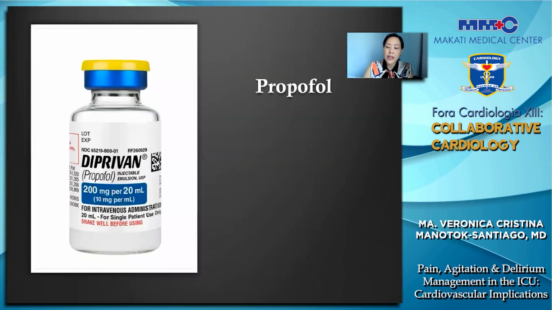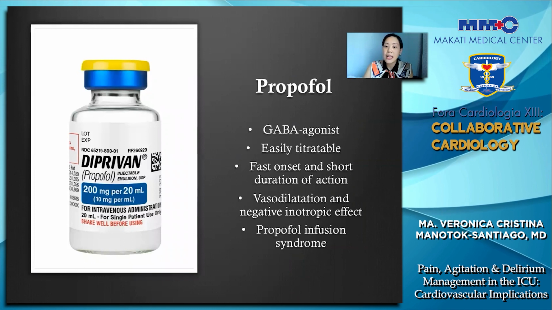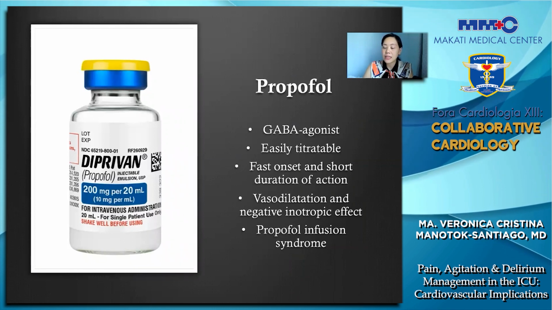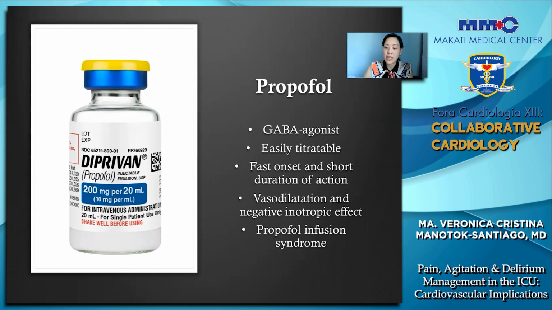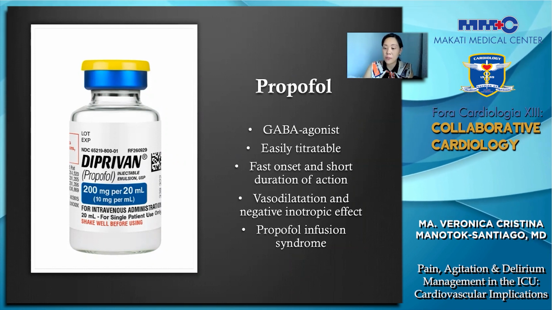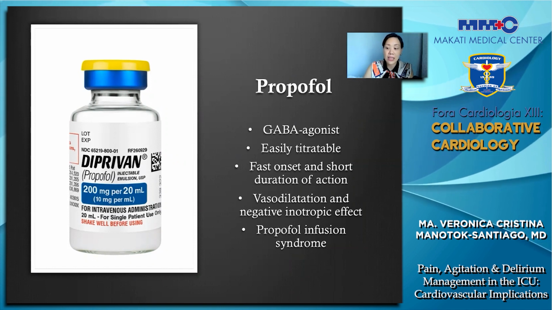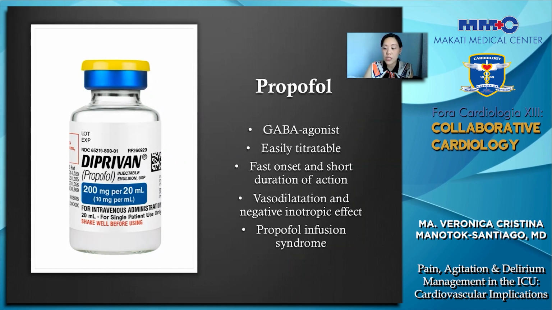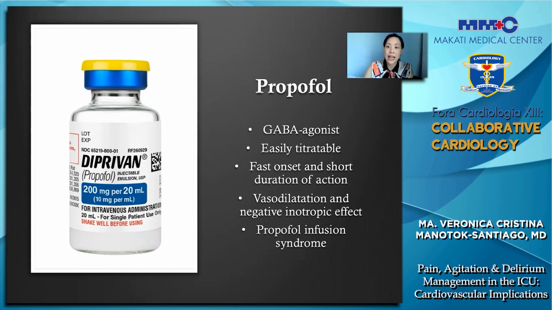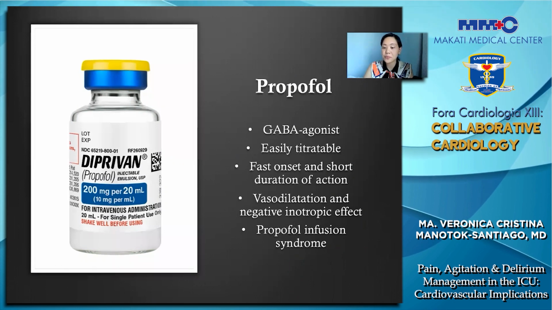Propofol is a very potent sedative. It works by way of being a GABA agonist. It's very versatile in that it can be used for short and long-term sedation or general anesthesia, and is easily titratable. It has a fast onset and short duration of action, and it's given as a prolonged infusion, in which case the duration of action may take longer because of its redistribution from the fat stores.